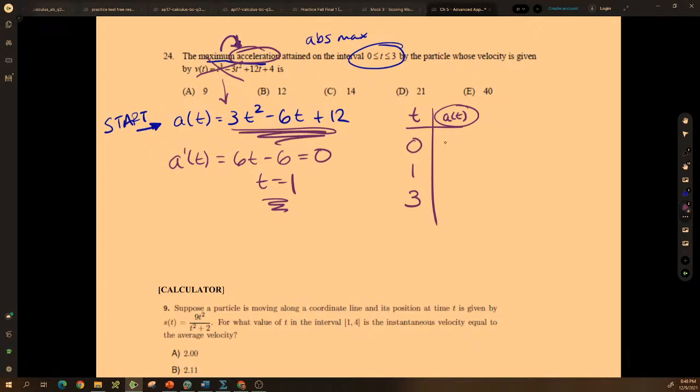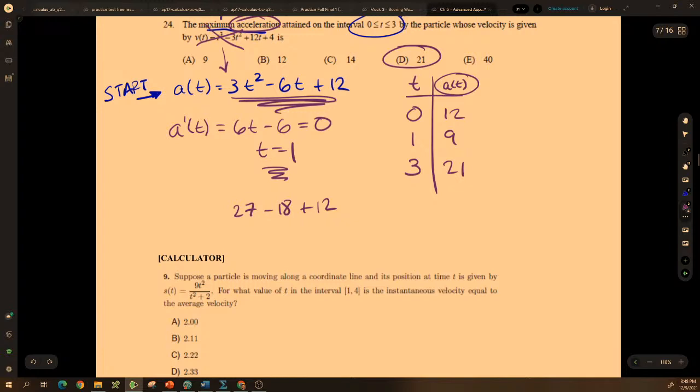So when I plug in 0, we get 12. When I plug in 1, 3 times 1 minus 6 times 1 is negative 3, plus 12 is 9. When I plug in 3, 3 times 3 squared is 27, minus 18, plus 12, and that's 21, which is the answer. So definitely a little bit of a tricky one, but something that I think is a really fun, interesting question that really tests if you can break down these.